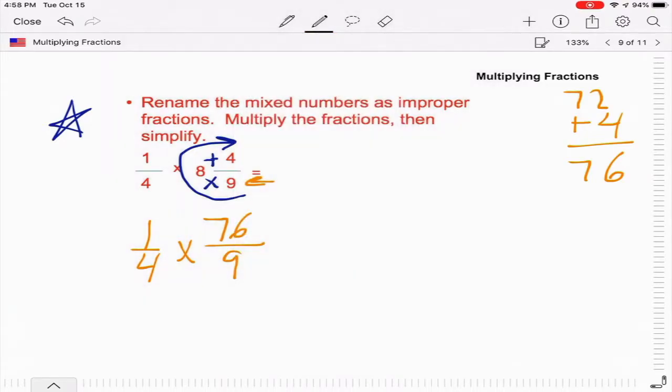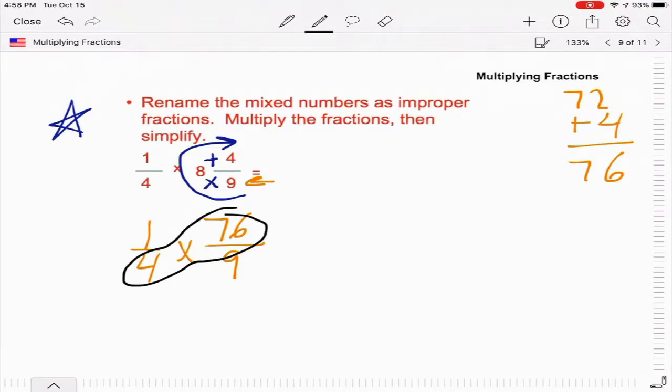From here, you simplify first, right? Can you reduce 1 over 4? No. Can you reduce 76 over 9? No. And just in case, if you don't know why, because 3 can go into 9. But if you use the 3 rule for 76, the 3 rule does not work. 7 plus 6 is 13, so you cannot reduce this. You cannot reduce 1 over 9.